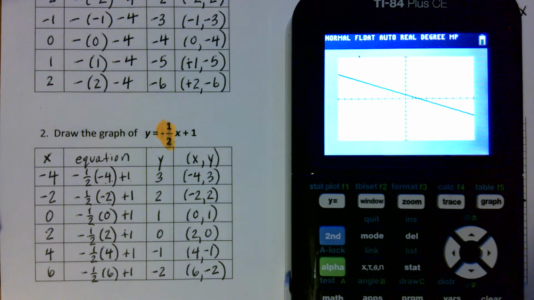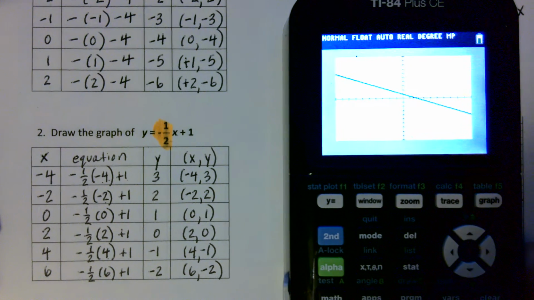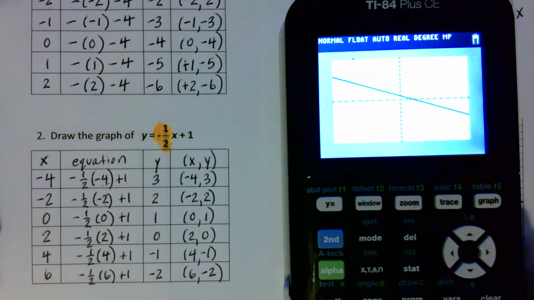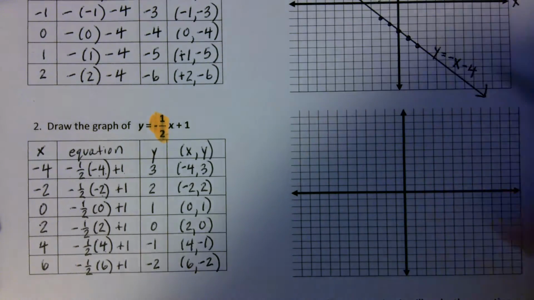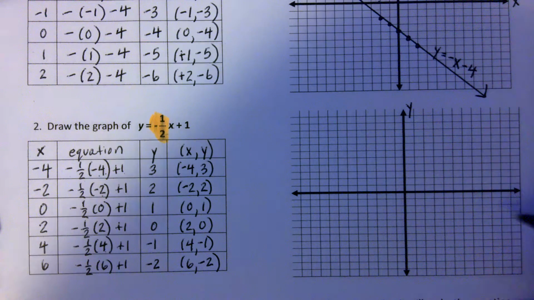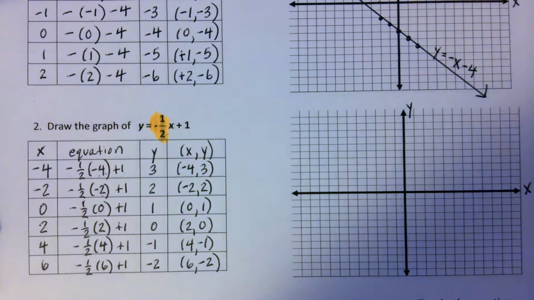Now what's interesting, if I press graph, it's going to show me what my graph is going to look like. So let's put that to the side and actually graph our points on the coordinate plane, and let's make sure it matches the picture you got in your calculator. So I'm ready to graph. I'm going to label this y. I'm going to label this x.